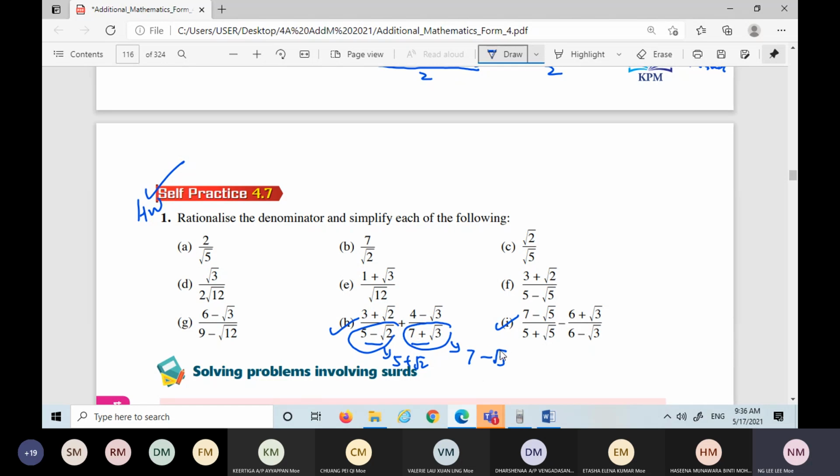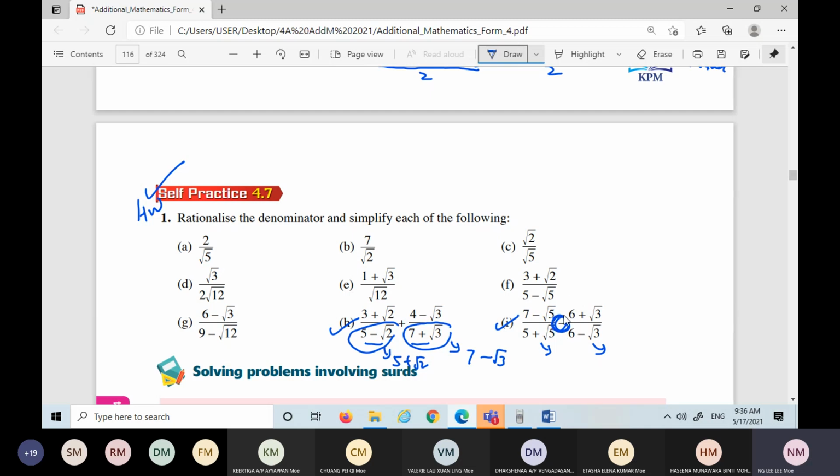So this one I leave it to you. Same as this question, multiply with the conjugate surd. Don't multiply with each other, I don't think you can get the answer that way. And one more thing I want you to pay attention to is this.